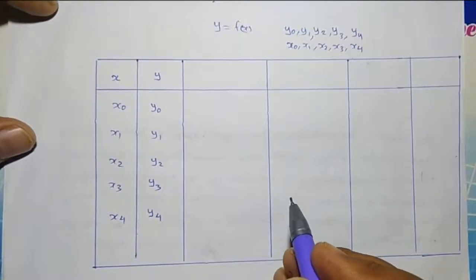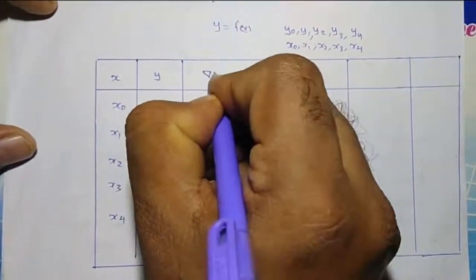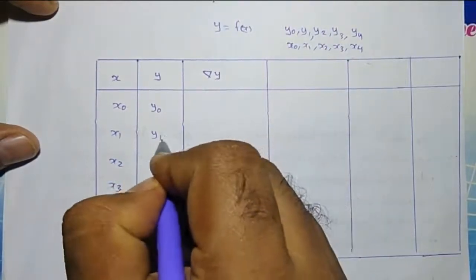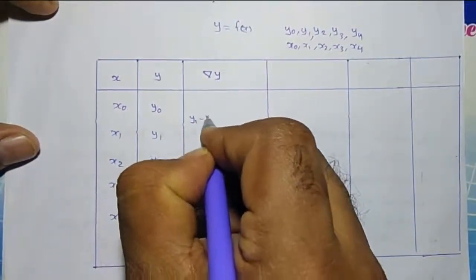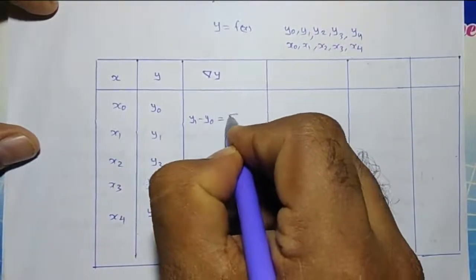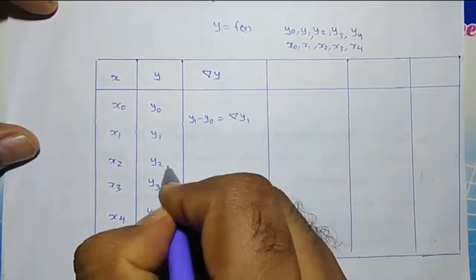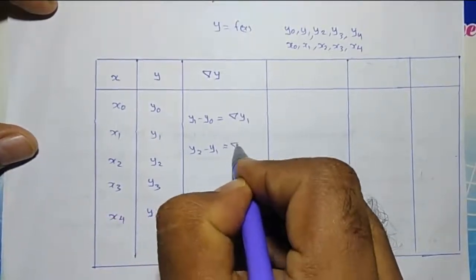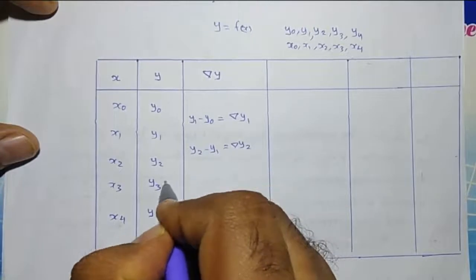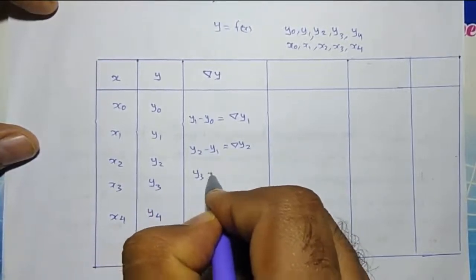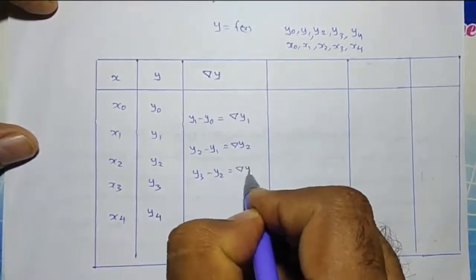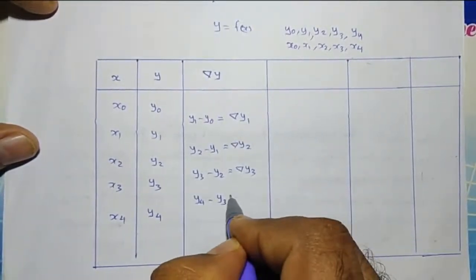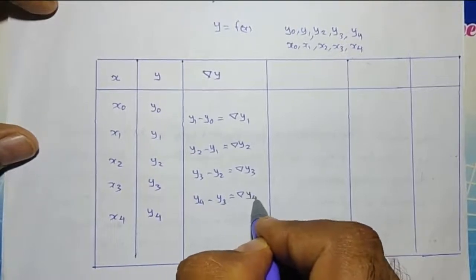The first differences are represented by nabla y. The first difference that we can form is between y1 and y0. It is y1 minus y0 is nabla y1. Then y2 minus y1 equal to nabla y2. y3 minus y2 is nabla y3. y4 minus y3 is nabla y4.